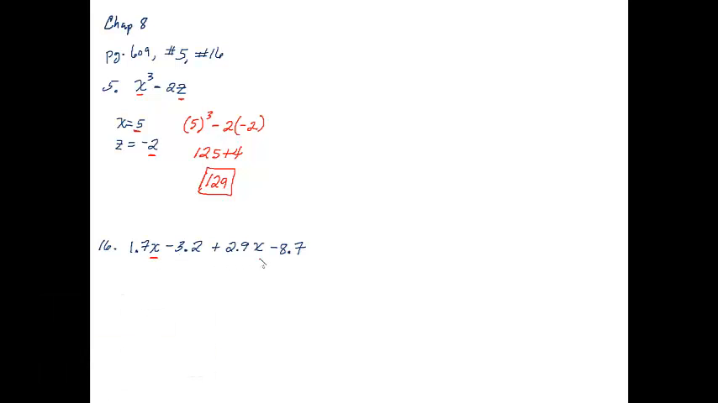Here's an x, and there's an x. Therefore, I'm going to add their coefficients together. And 1.7 plus 2.9 will come out to be 4.6x. And then we have negative 3.2 minus 8.7. These are like terms. They're just both constants. So that becomes minus 11.9. So when combining like terms, all you're doing is basically adding and subtracting as indicated.